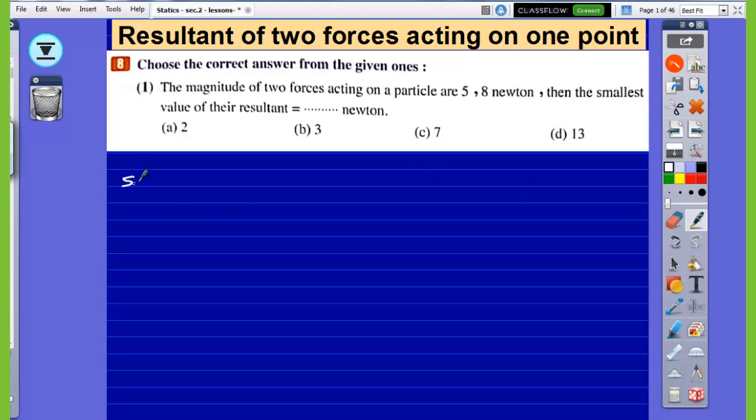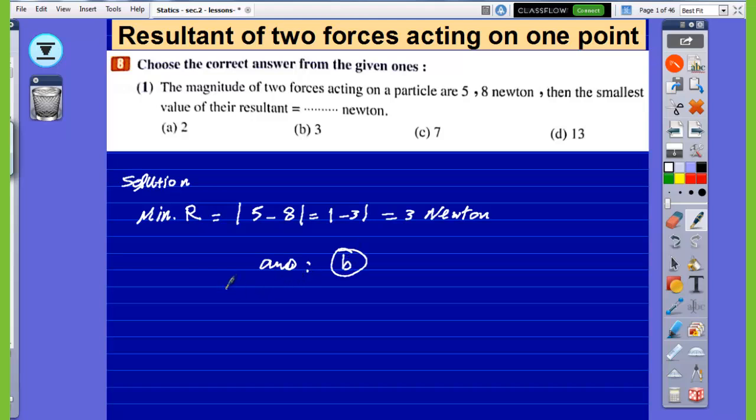Solution. The smallest value, it is the minimum value. So the minimum value of the resultant equals the absolute difference between these two forces, 5 minus 8, which equals absolute -3, which equals 3 Newton, and the answer will be B.